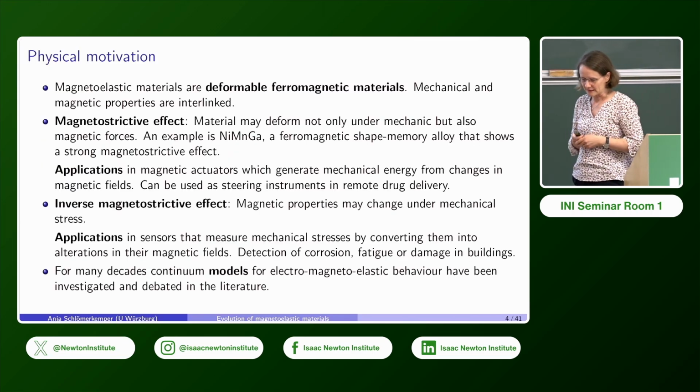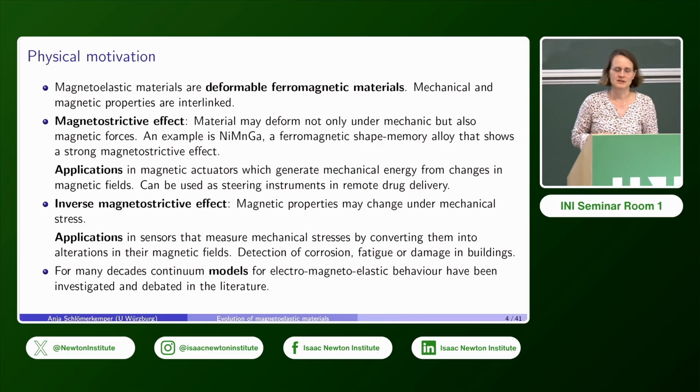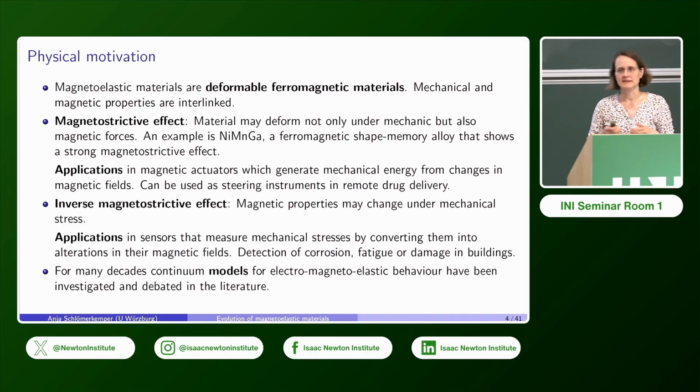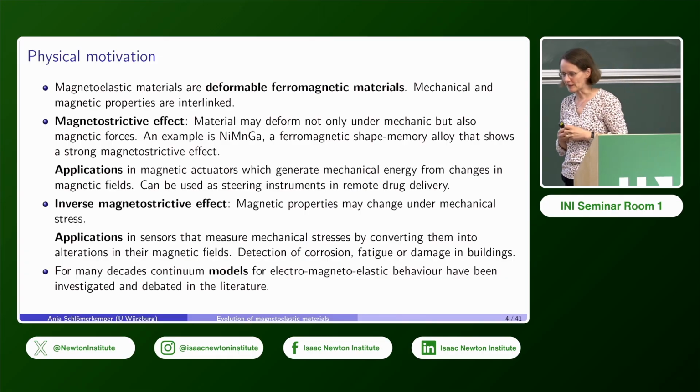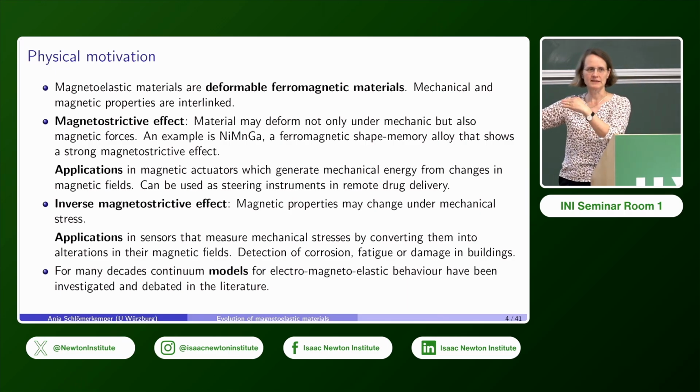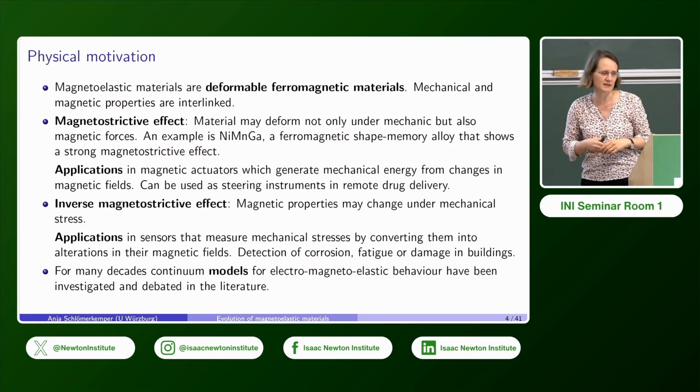So what are magnetoelastic materials? These are deformable ferromagnetic materials. And the mechanical and magnetic properties of these materials are interlinked, they are coupled. So if you think of the magnetostrictive effect, which you, for instance, observe in ferromagnetic shaped memory alloys, then you have like a metal material, which is like this ferromagnetic shaped memory alloy, and you apply a magnetic force, and this would deform the material, depending on the external magnetic field that you apply.